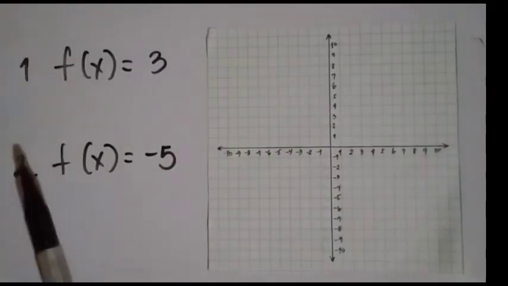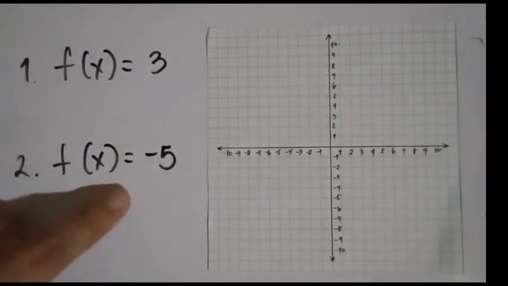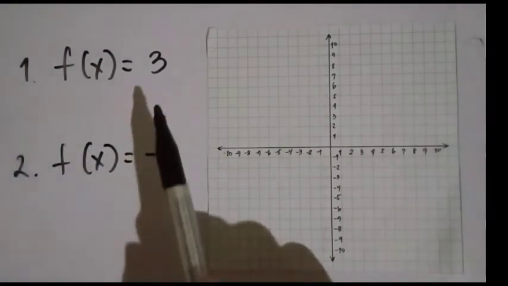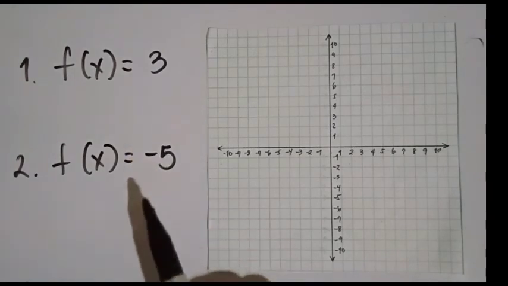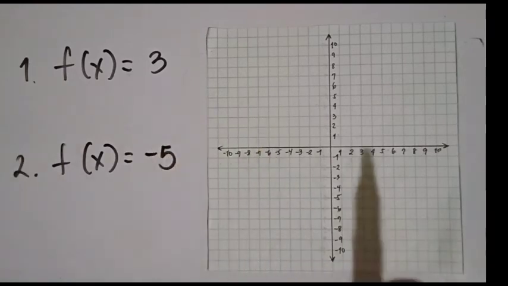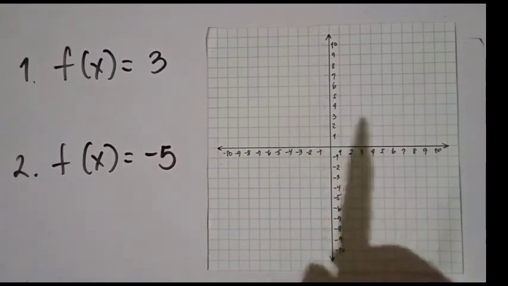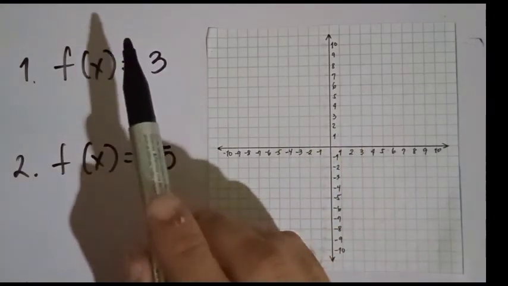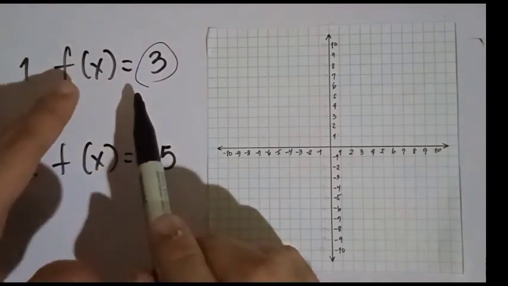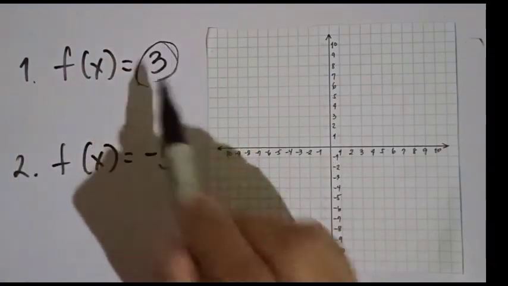So, we have two examples here. We have f of x equals 3 at saka f of x equals negative 5. Parehas silang constant function kasi constant lang ang nandito, no? So, tandaan po natin na yung graph ng constant function ay horizontal line kung saan tatama sa kanilang y-intercept. So, yung y-intercept nila ay yung mismong constant na ito. So, sa number 1, if f of x equals 3, so yung y-intercept is 3, di ba?